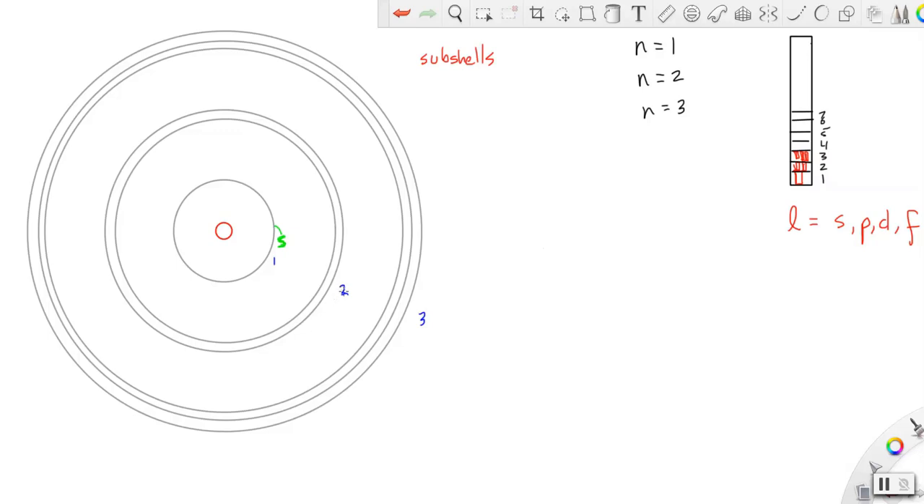Now for our second one, this goes to n equals 2. So when we go up to the next floor of our building, we now have options about which shelf we want to be on, the first shelf or the second shelf. Once we go up to the third floor, we now have even more options about where we want to be: the first shelf, the second shelf, or the third shelf. And it's just going to continue doing that for as many levels as you please, right?